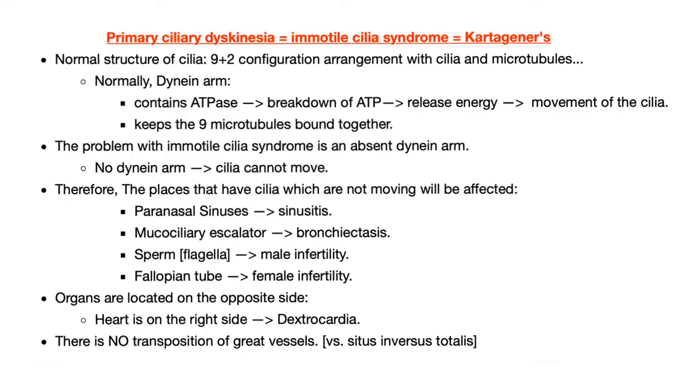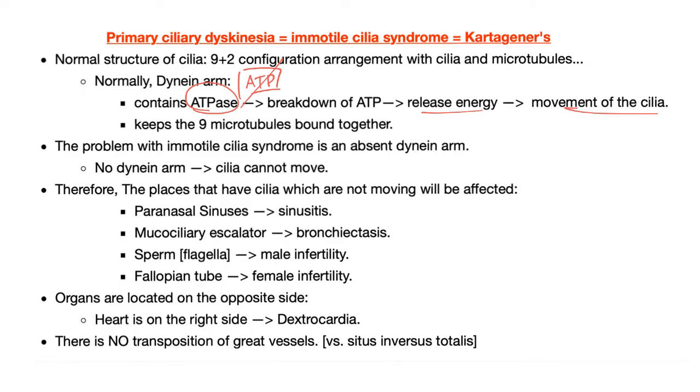Three names are synonymous: primary ciliary dyskinesia, immotile cilia syndrome, and Kartagener syndrome. The normal structure of cilia is the 9+2 configuration, with cilia and microtubules. Normally the dynein arm has two main functions. Number one, it contains ATPase, so it will break down the ATP. Energy is stored in ATP. When you break down ATP, you release energy, and this will help the movement of the cilia. It also keeps the nine microtubules bound together.